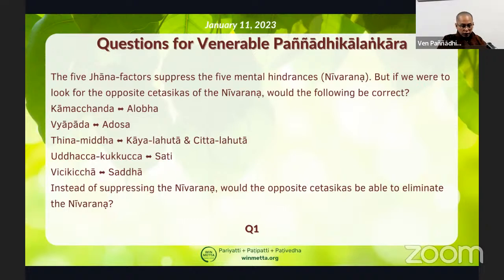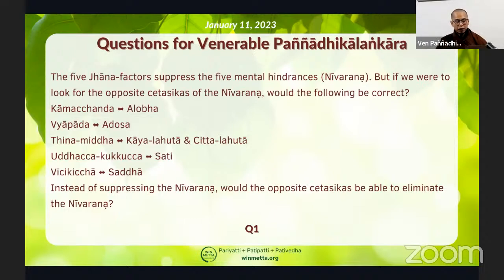Another one, vicikiccha. The opposite of vicikiccha is mentioned as saddha. Actually, in the commentary it is mentioned as nana, which means wisdom. So the opposite of vicikiccha is wisdom. Now, instead of suppressing the nivarana, would the opposite cetasika be able to eliminate the nivarana? For this question, if the opposite becomes strong, it will eliminate, actually.